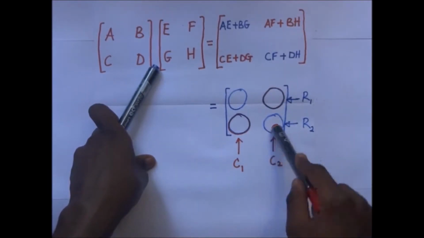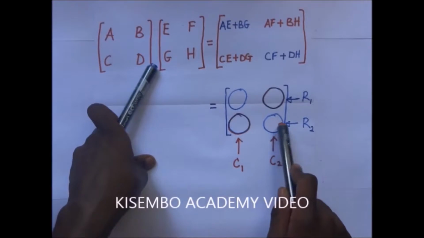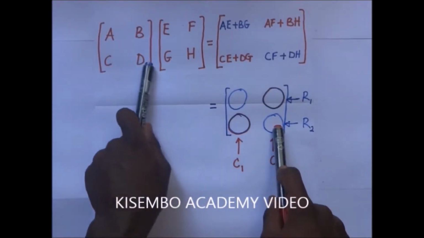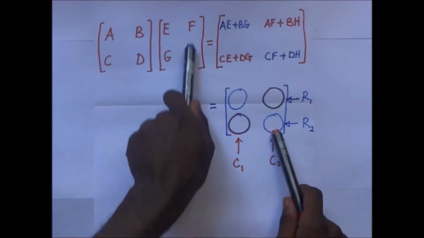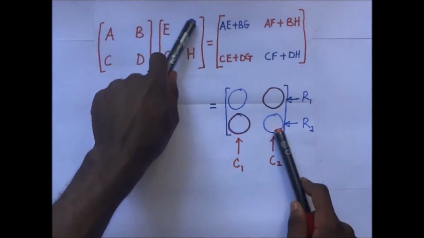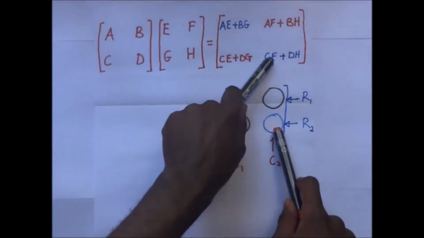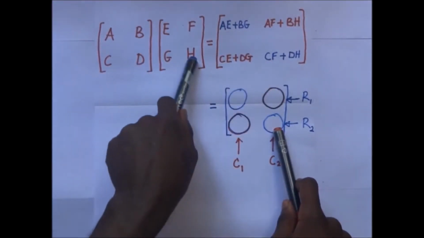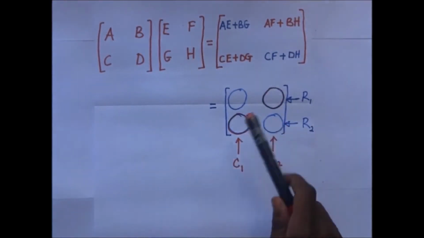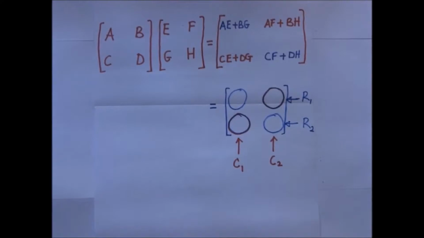So it means that for us to be able to get the answer to all the elements here, we are supposed to multiply the bottom row, which is C D, by the right-hand column, which is F H. So we end up with C times F, plus D times H, and we get the answer there. That is how we multiply the row by the column in matrix multiplication.